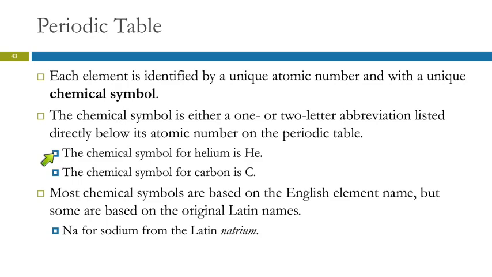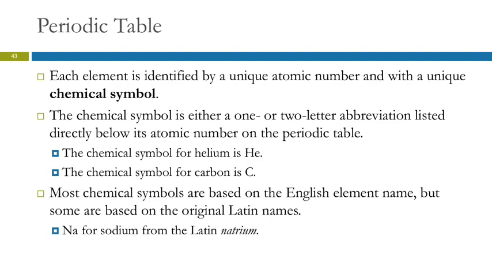The first letter is always capitalized. The second letter, if there is one, is never capitalized. And we have to be really consistent in that so that we understand what the other person is saying. So helium has the symbol He. Carbon is capital C. Many of those symbols are based on the English names. He for helium, well, that makes sense. It's the first 2 letters of the word helium. Carbon is the first, C is the first letter.